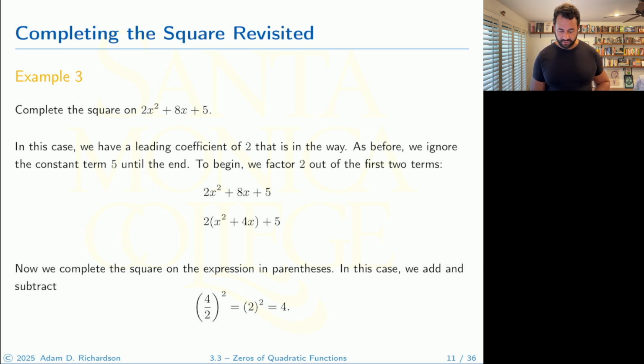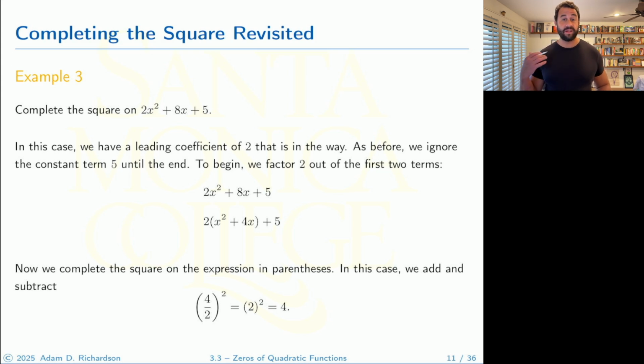So the first thing we do is factor the leading coefficient 2 out of the first 2 terms. So this is going to become this. You see, I factored 2 out of 2x squared, and I factored 2 out of 8x. Right now, what we're going to do is what we already did. So we've kind of finished what we needed to learn. We're going to complete the square on the expression in parentheses.